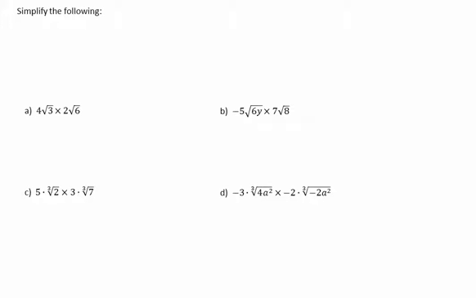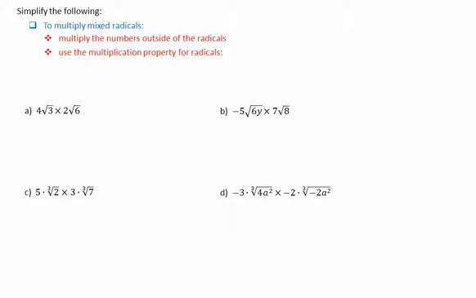Simplify the following. To multiply mixed radicals, simply multiply the numbers outside of the radicals, and then use the multiplication property for radicals: the nth root of a times the nth root of b equals the nth root of a times b, to multiply the numbers inside the radicals.